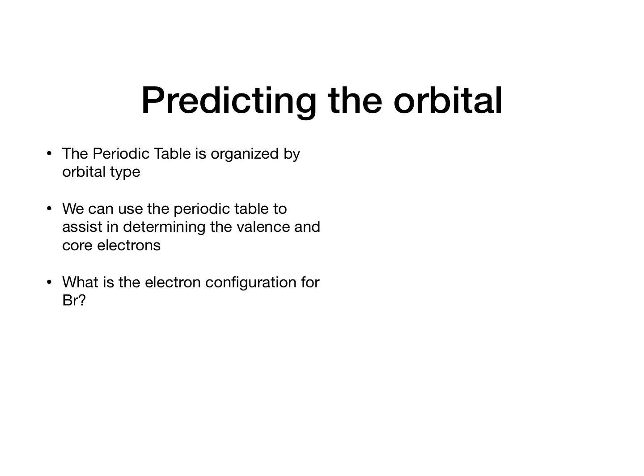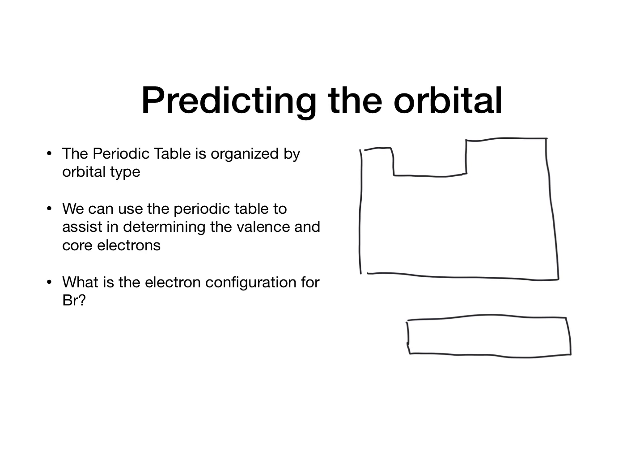So it turns out that the periodic table, in addition to being organized by mass and changing atomic number, also tells us about the orbitals. Because if we look at our periodic table, it's like this. It's not quite drawn to scale. But it turns out that elements here are the s orbitals. The p orbitals can be found here.